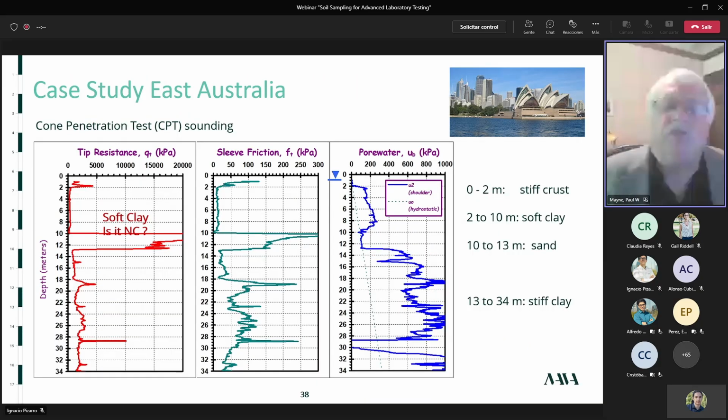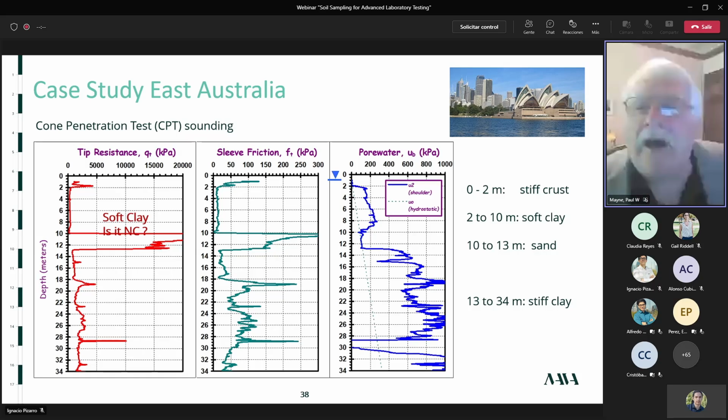So I thought I'd do a little case study. I got invited by Harry Poulos to come down to Australia some years ago, and he says, we have a project between Sydney and Brisbane, and we have this very soft clay. You can see it there. It's between 2 meters and 10 meters. The question was, is it normally consolidated? Because if so, it would require a lot of ground modification to accelerate drainage and make the ground stable for a large embankment for a roadway.